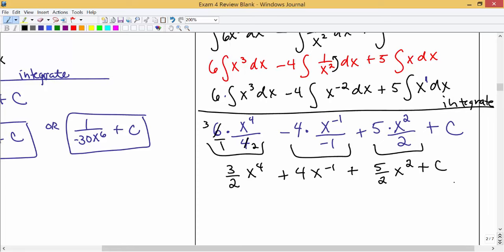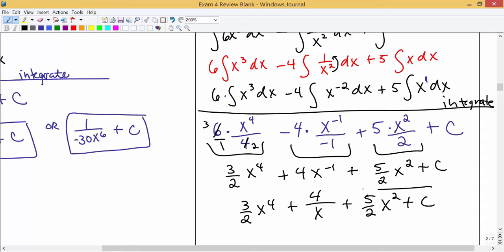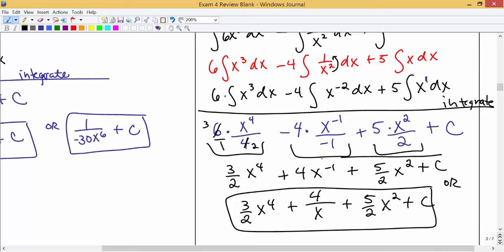And if you wished to, you could go a little bit further and give the second term a positive exponent. So I could, if I wished, write that as 4 over x to the positive 1 power, instead of leaving it with a negative exponent. Okay, either one of these last two will be fine.